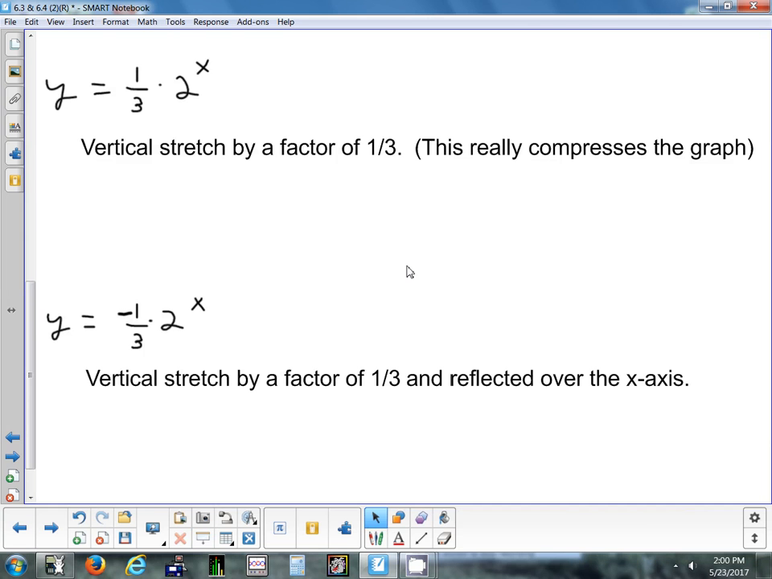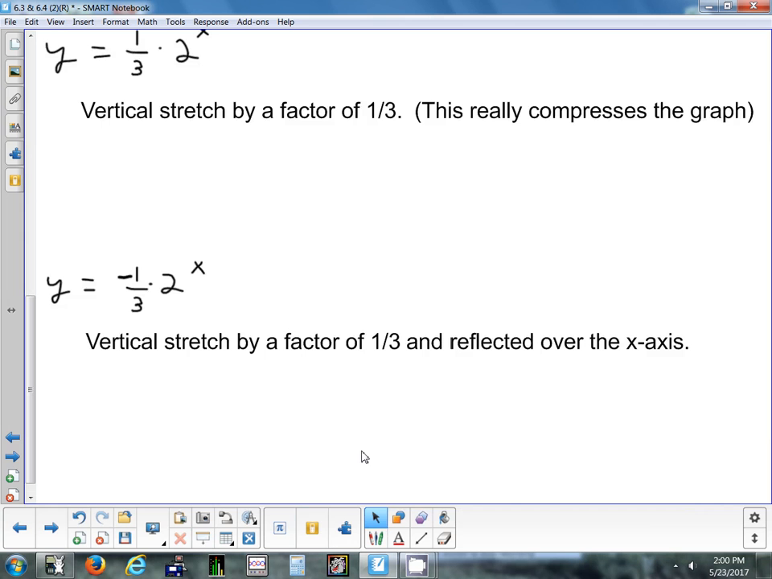We just want to show you guys that if it is less than 1, the graph is going to be a little bit tighter, but you don't have to graph them anyways. All right? And then if it's negative, two parts: stretched and also flipped or reflected. All right?